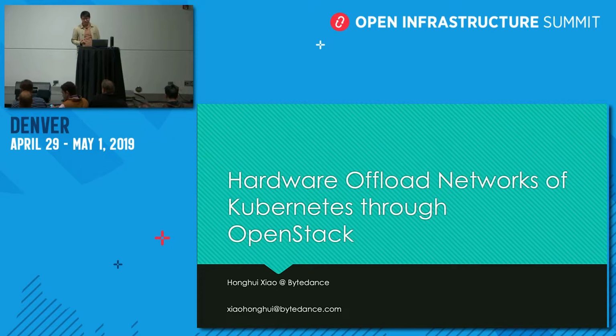My name is Honghui Xiao. I'm from ByteDance, which is a Chinese company. I'm a Cisco certified internetwork expert. Meanwhile, I'm also an active developer in several open source communities like OpenStack and ONAP. In this session, I'm going to share a way of applying hardware offload to Kubernetes networks by using OpenStack. This is one of the benefits of combining the two most popular cloud platforms.